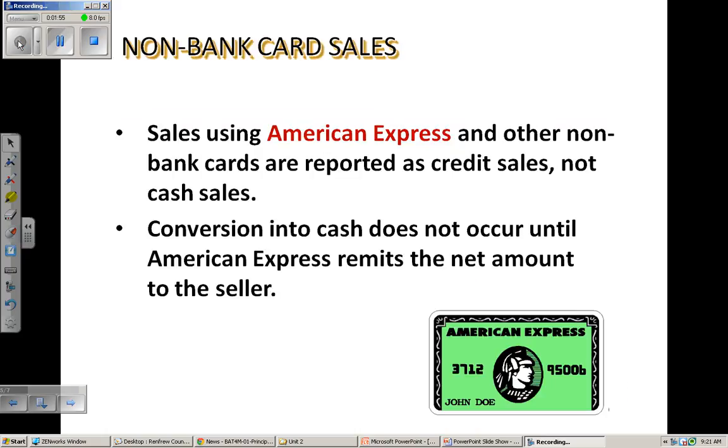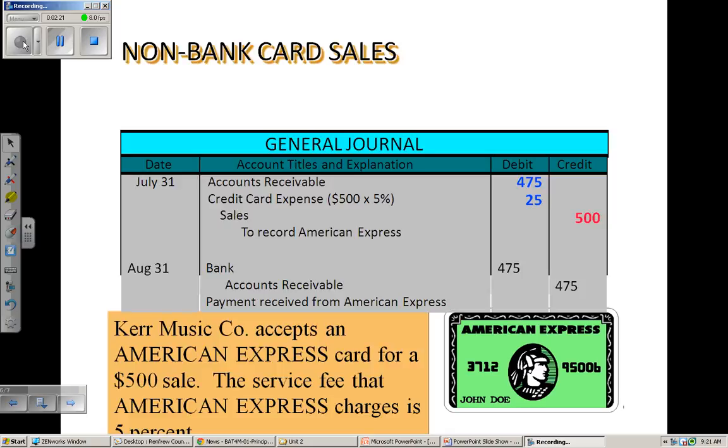When it is a non-bank card sale, such as American Express, or Diners Club of America, these are reported as credit sales, not cash sales, because the retailer isn't guaranteed the money until the customer pays and American Express then sends the money to them, unlike a Visa or MasterCard where the payment is guaranteed right away. When you're recording a non-bank card sale, you treat it as accounts receivable to start off.